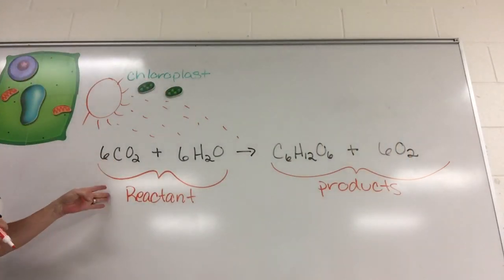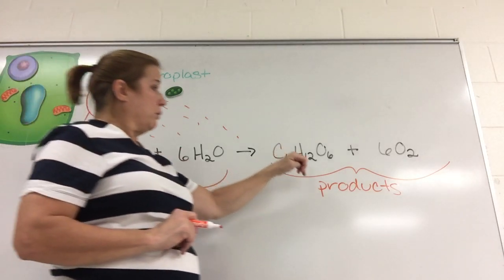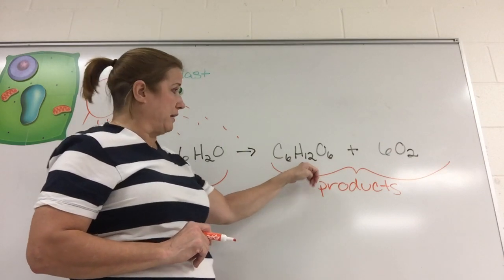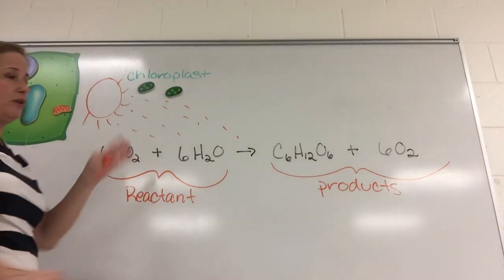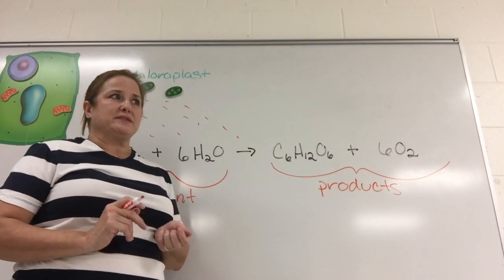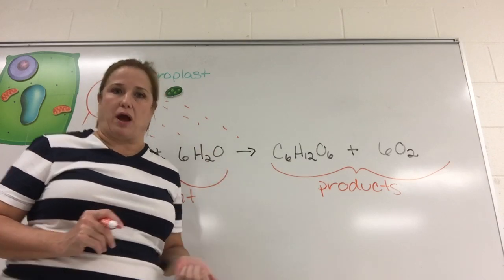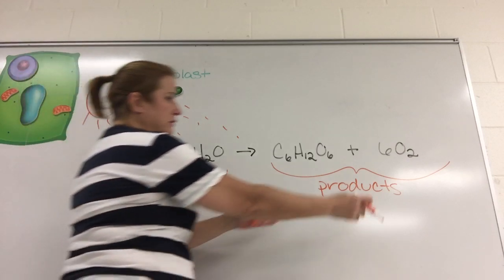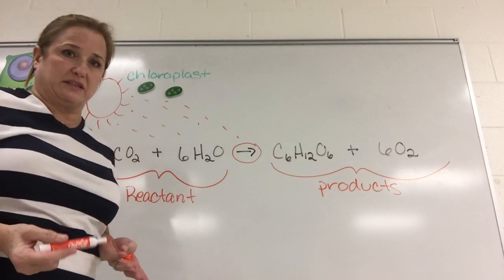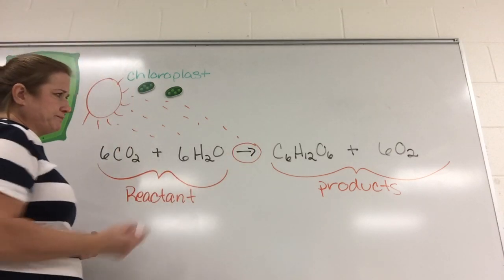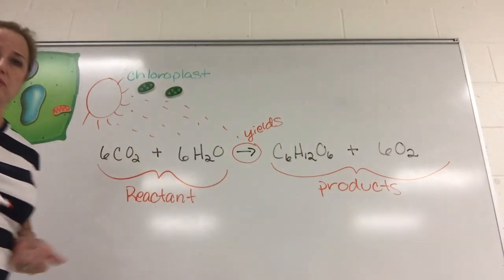So in this case, the reactants are 6 carbon dioxide molecules and 6 water molecules. 1 glucose molecule and 6 oxygen molecules are the products. So reactants are on the left, products are on the right. One thing that I always tell my 8th graders when we do chemistry is reactants react to produce products. So that's what this arrow means. It means produces or yields. So this arrow literally means yields or produces.